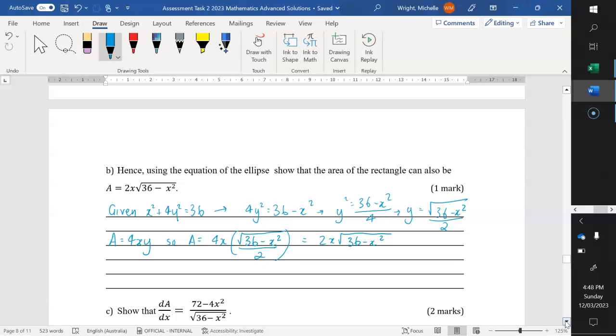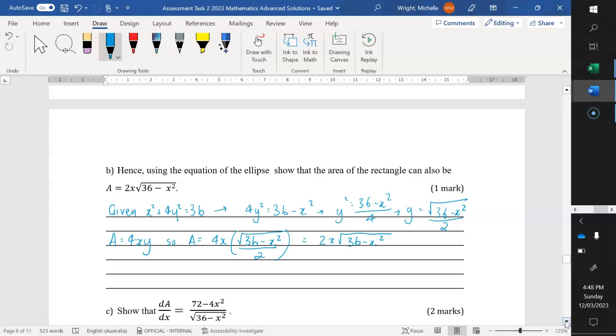This is the value of Y that I'm going to substitute in, and then it should fall out nice and neatly. So I know area is 4XY. This goes in for Y. 4X times what I'm substituting in. It falls straight out, nice and easy. That 2 and that 4 cancel to end up with 2, and that's what we wanted. So fairly straightforward.